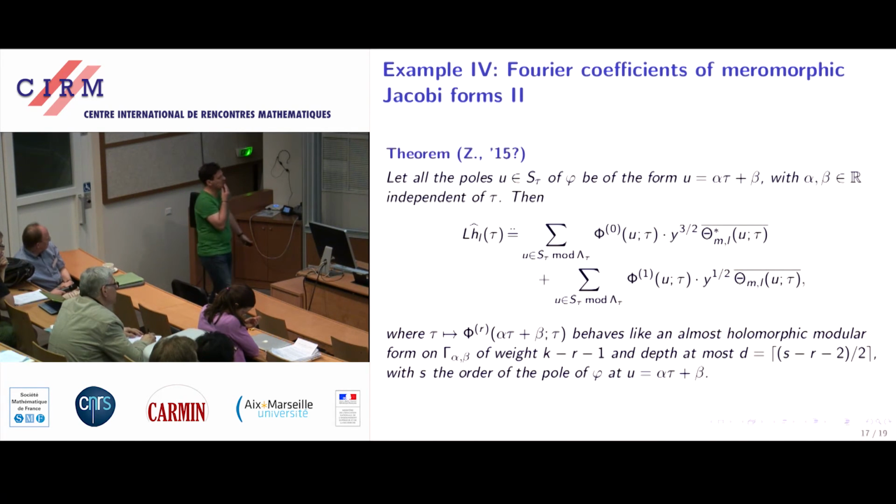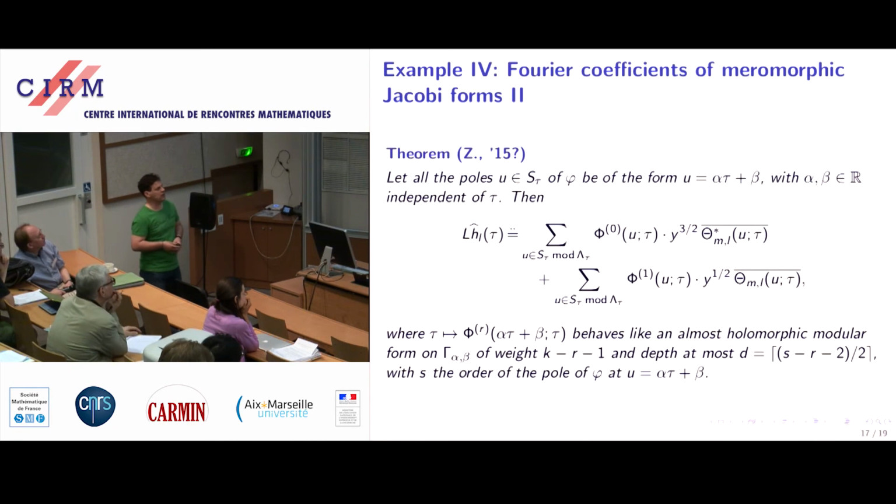Okay, so I say behave like an almost holomorphic modular form because for almost holomorphic modular forms you also impose a growth condition, which I always ignored here, so I also ignore it here. But these behave like almost holomorphic modular forms, and everything is explicit. So you know what the weight is, you know what the depth is, etc. The depth depends on the order of the pole.